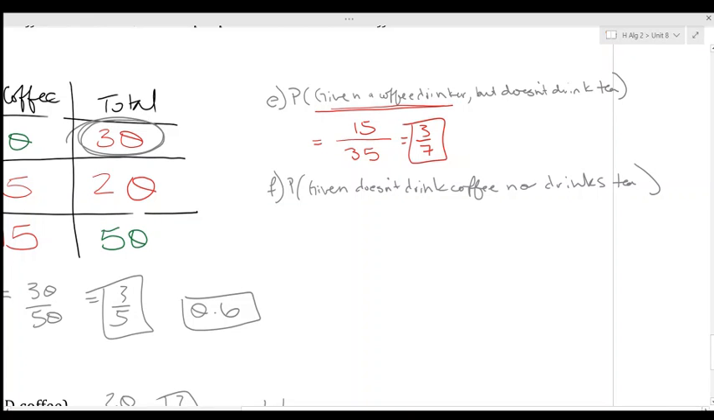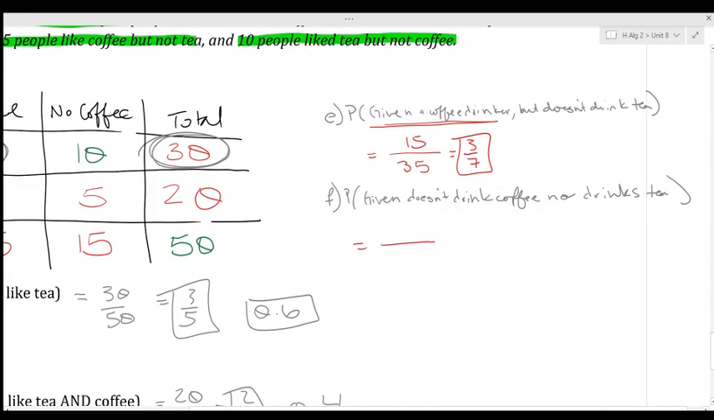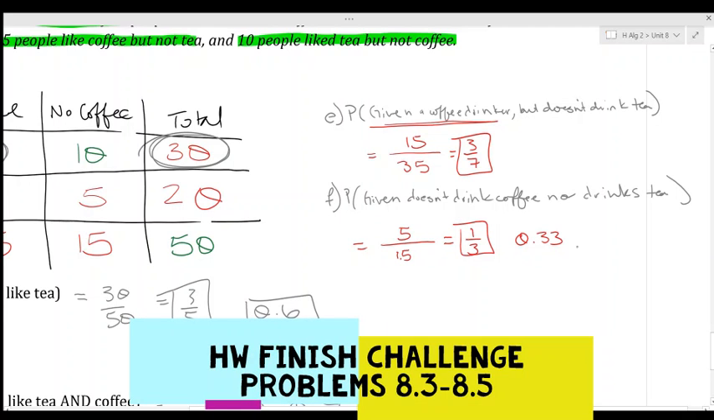Now, we have for letter F, the probability that given that they don't drink coffee, nor do they drink tea. So our coffee is the bottom of our fraction. So the people that don't drink coffee in this case, that's a total of 15. And then the people who don't drink coffee nor tea, well, that's 5. So we have 5 over 15. Well, that's 1/3. Or a decimal, which is 0.33. Okay, so that's how you do it with dependent probabilities in a two-way table.